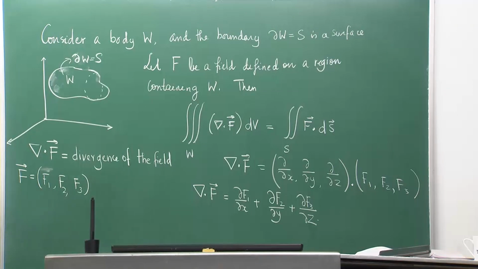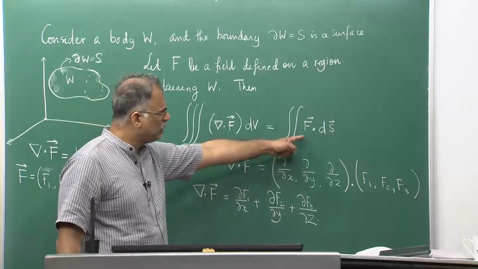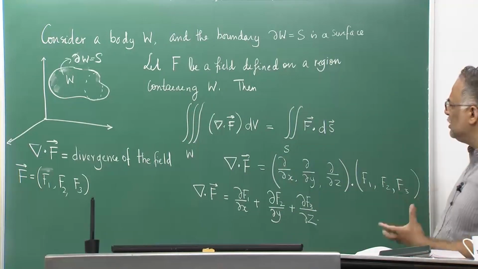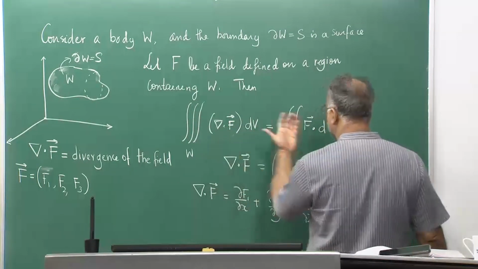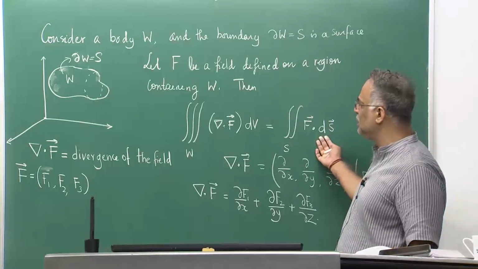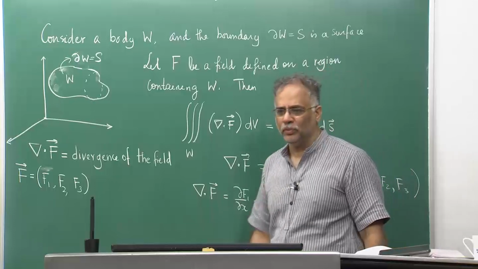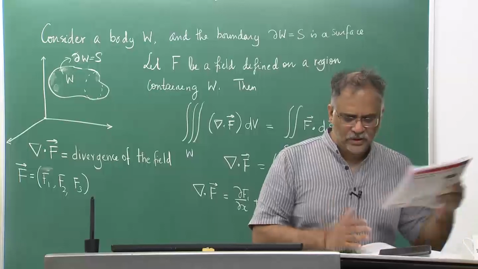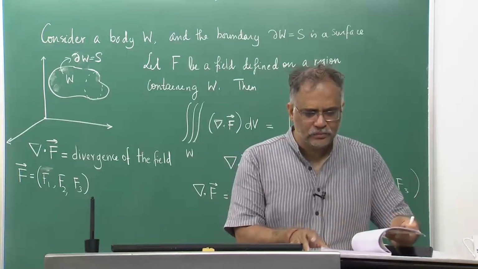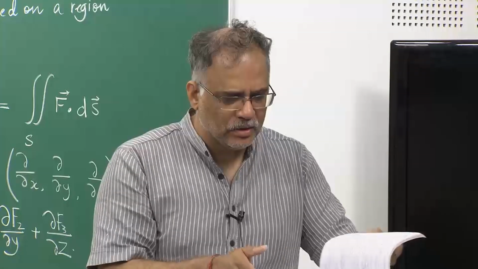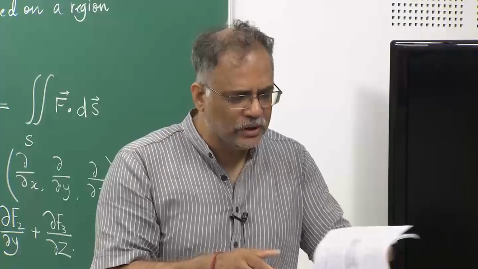So, the volume integral of the divergence of F is equal to the surface integral of F. Sometimes the surface integral is difficult to compute, but the volume integral is much easier to compute. So, let me first start by showing you some simple examples related to the divergence theorem.